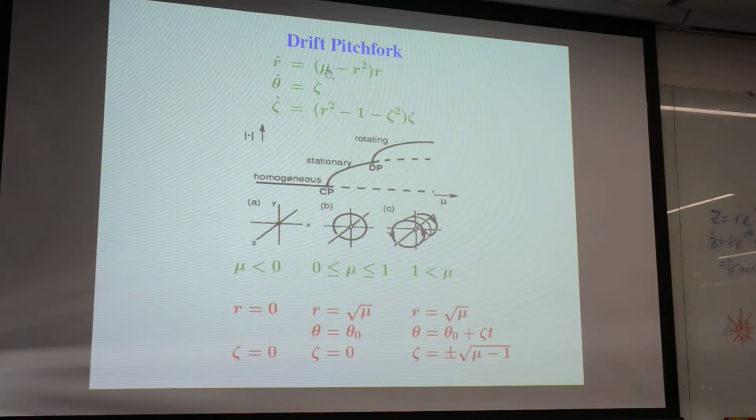For mu between 0 and 1, we have a circle and no rotation. Zeta is 0. And for mu greater than 1, there still exists that circle, but there exist other solutions which are also circles, because you have r, any r, the radius just has to be equal to mu, that is radius of mu. But you have rotation, and zeta can be either positive or negative.